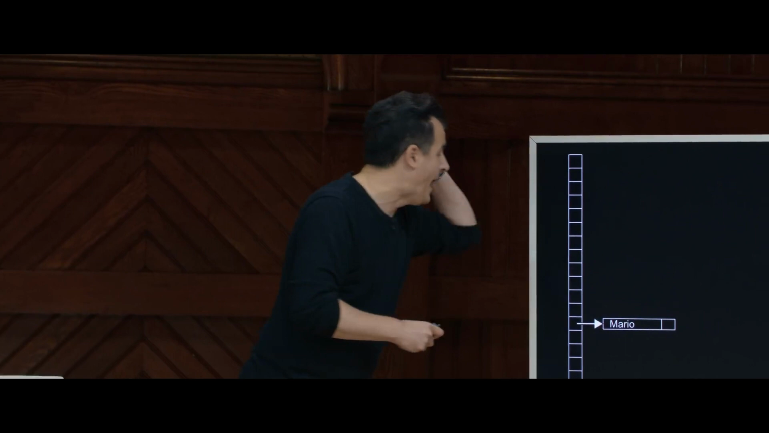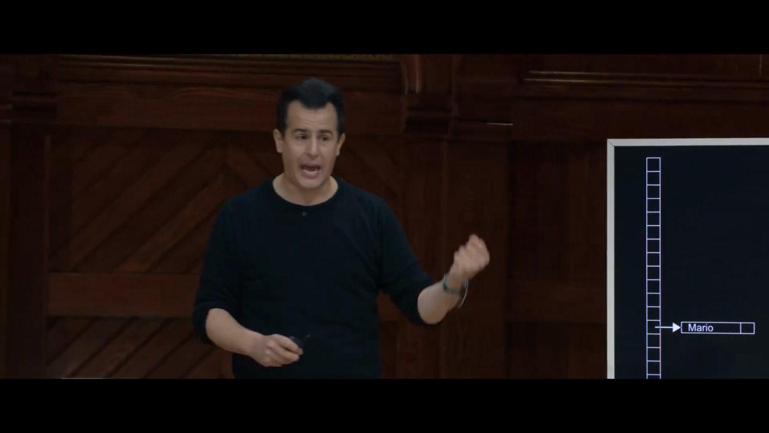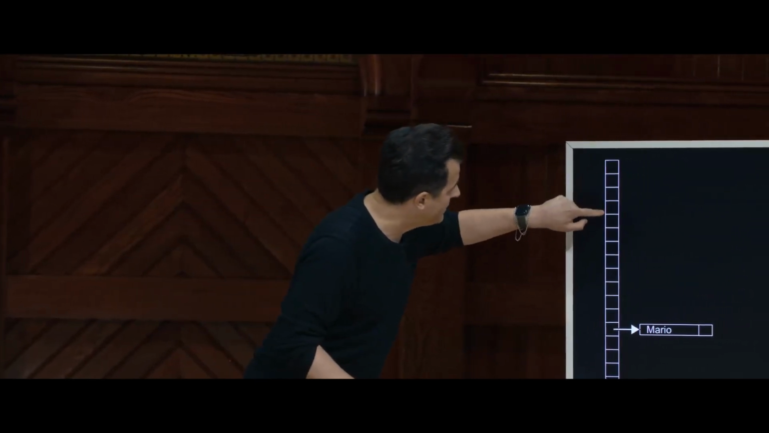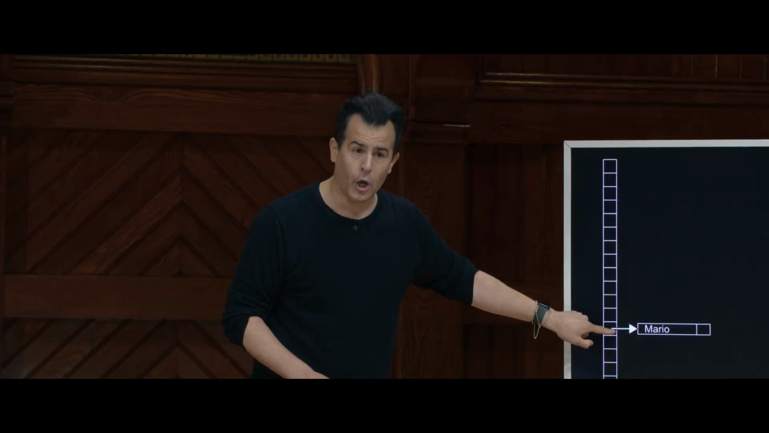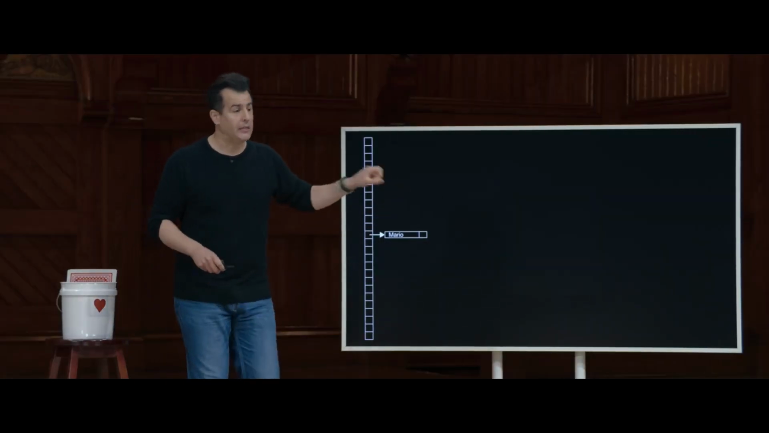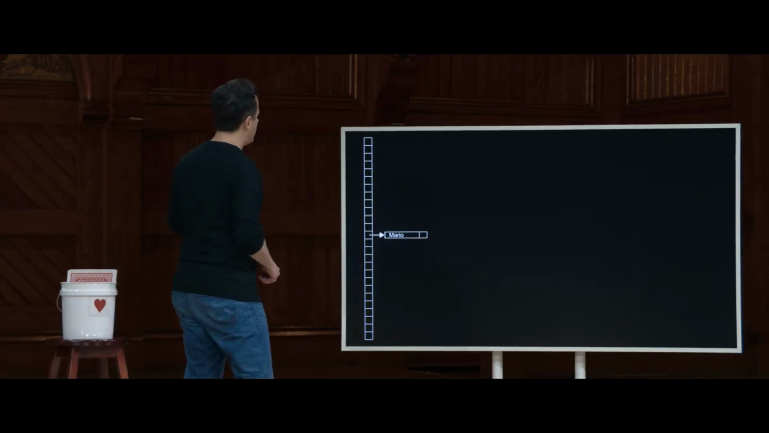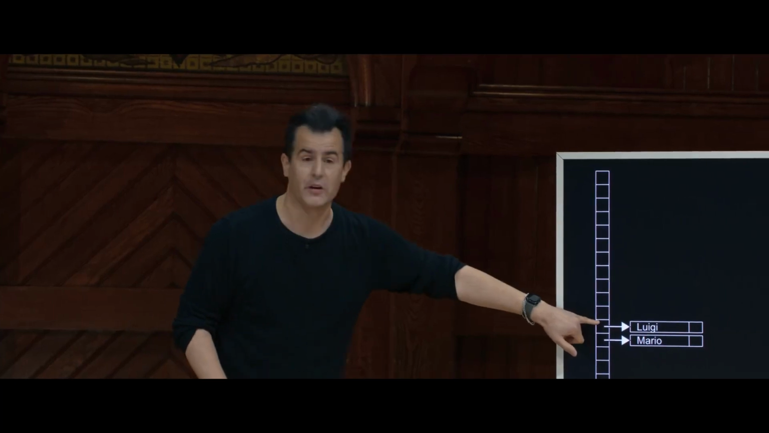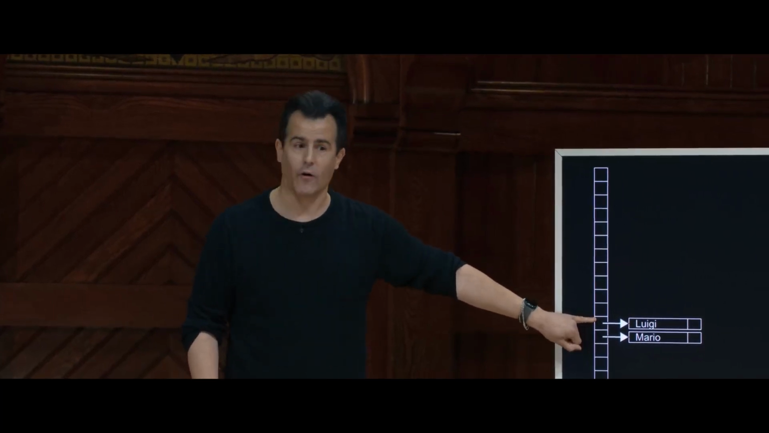Well, the first one I want to add is Mario. Mario's name starts with an M, and so that's, you know, A, B, C, D, E, F, G. OK, M goes there. So I'm going to put Mario at that location in the array. After that, I add a second person. For instance, how about Luigi? Well, L comes just before M, so it stands to reason that it goes there in the array.